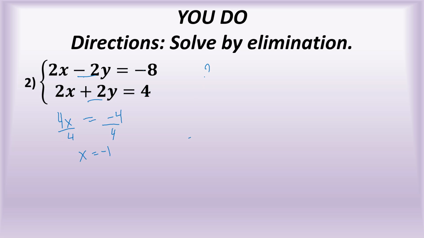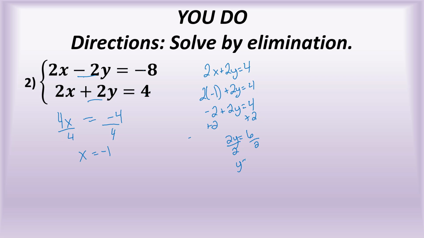Plug it back into our equation. 2x plus 2y equals 4. 2 times negative 1 plus 2y is equal to 4. 2 times negative 1 is negative 2, plus 2y is equal to 4. So we will add 2 to both sides. And 2y is equal to 6. I'm going to divide by 2 on both sides, and y is now equal to 3, and we have a solution. Our solution, negative 1, 3.